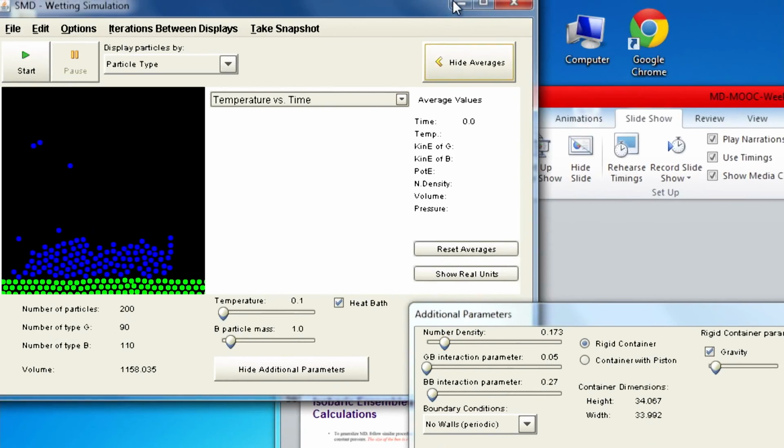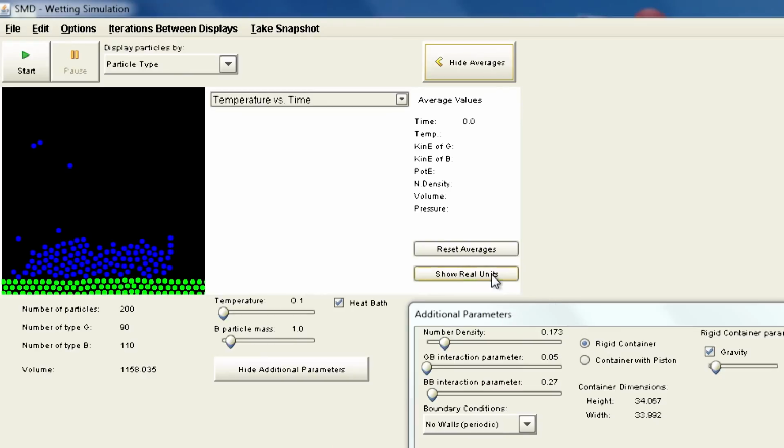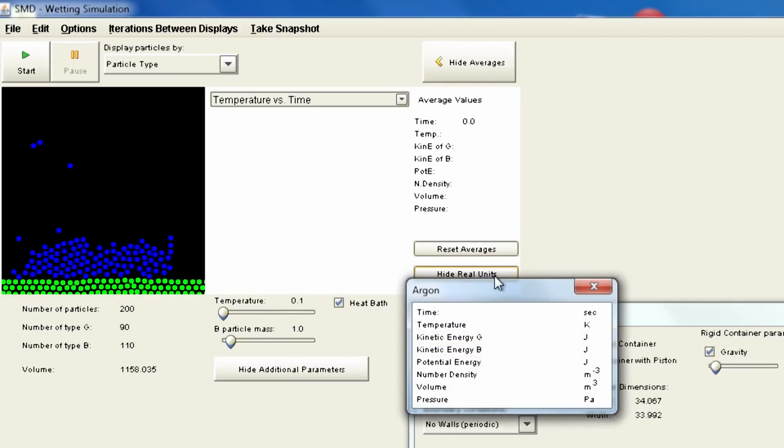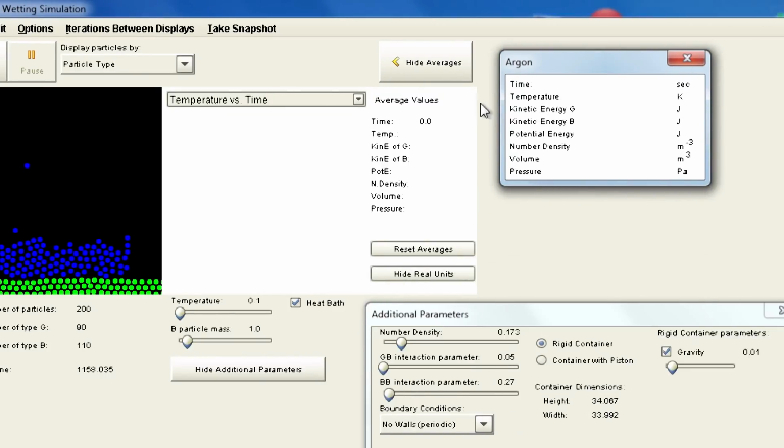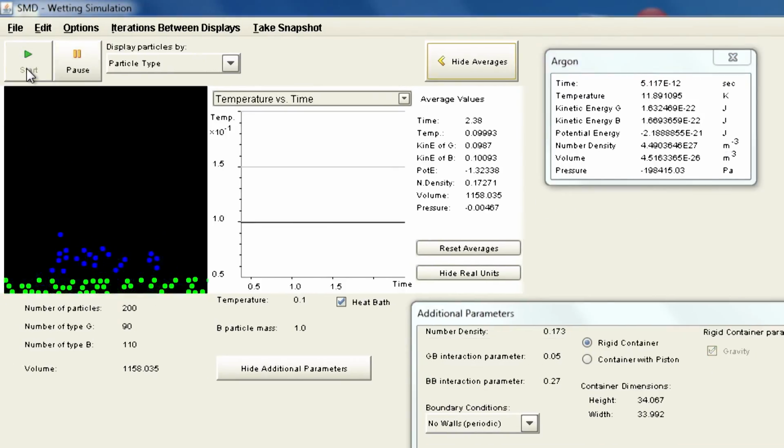So, let us put the properties up. Now, you can see all the properties: time, temperature, kinetic energy of green particle, kinetic energy of blue particle. Then you have potential energy, number density, volume and pressure. Now, let us do real units. So, you can see that in real units, time is in seconds, temperature in Kelvin, kinetic energy in joules, potential energy in joules, number density in per meter cubed, volume in meter cubed, and pressure in Pascal. Now, let us start it.